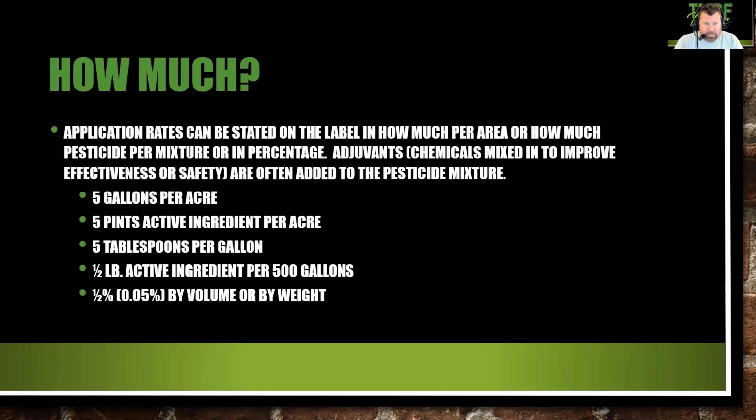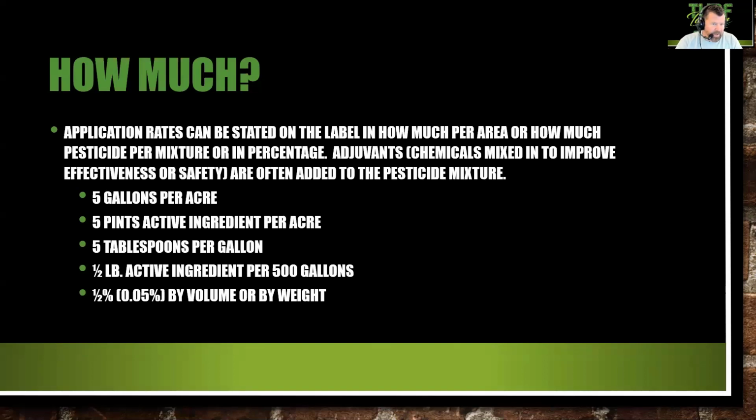So application rates can be stated on the label in how much per area, how much pesticide per mixture, or in a percentage. Adjuvants, or chemicals mixed in to improve the effectiveness or the safety, are often added to the pesticide mixture. Now, you've got to really calculate what's going on, because if you calculate just your chemical and just the water going into the tank, you've got to take that into consideration. The first thing we have to do is figure out our total mixture and then subtract out the water that's being replaced with the pesticide. And if we're adding this extra stuff, we've got to be very, very careful and right with our calculations.